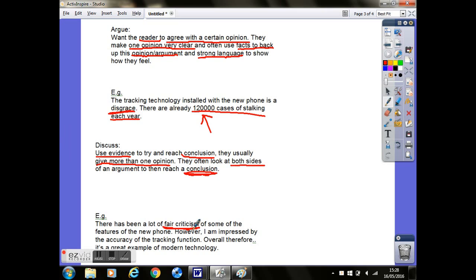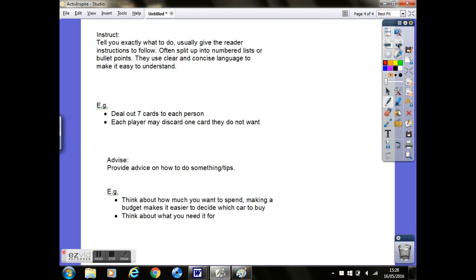Then they've gone on to say, "however, I'm impressed by the accuracy of the tracking function." So they're looking on the positive side now. And they've used those to try and decide what they think of it overall. So overall, therefore, it's a great, you can't see that brilliantly, but it's a great example of modern technology. So they've come up with that balanced conclusion after looking at the positives and the negatives.